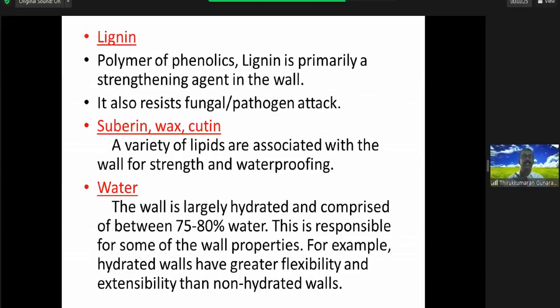Then lignin, suberin, wax, cutin, water. These are things we have already studied anyway. You have to understand that the plant cell wall is a very important one, which gives strength to the plant or trees, especially within the structure, function, and composition, with special characters like lignin. Lignin is a special character here.